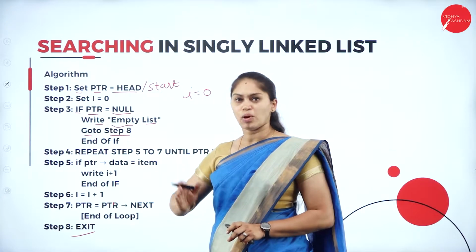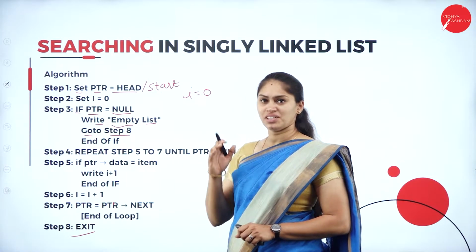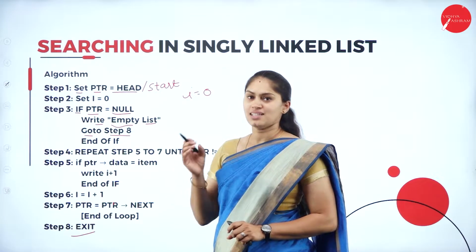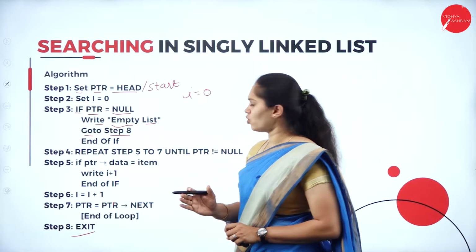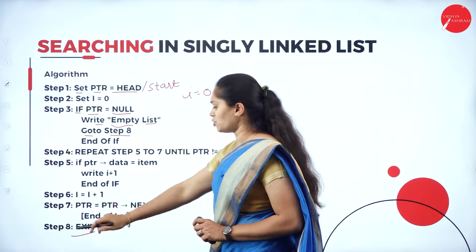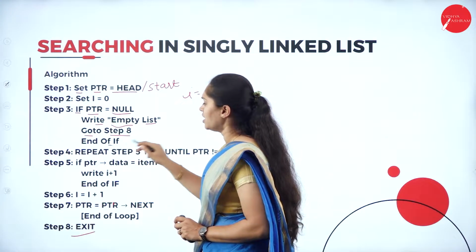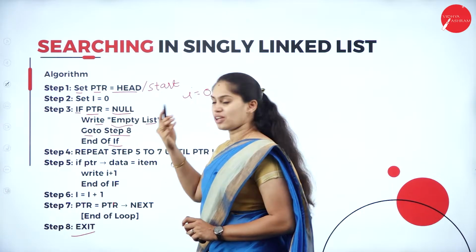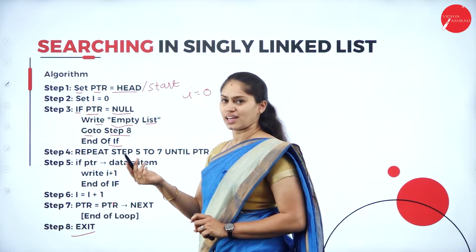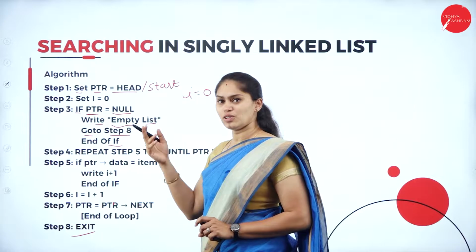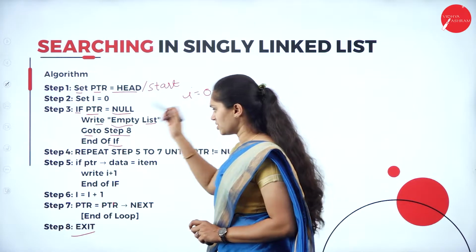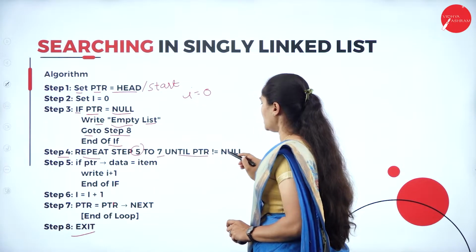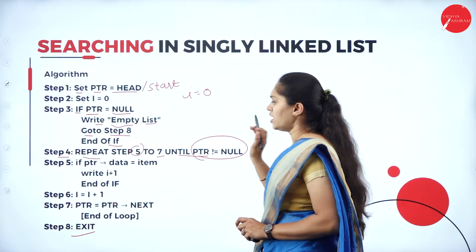So if the pointer is equal to null, or if it is indicating null, then we can understand the linked list is null and we don't have any nodes over there. That's why we have to exit. After that, we have to end the if. If the pointer is not equal to null, then what are we supposed to do? Come to step 4. Repeat step 5 to step 7 until the pointer is equal to null.